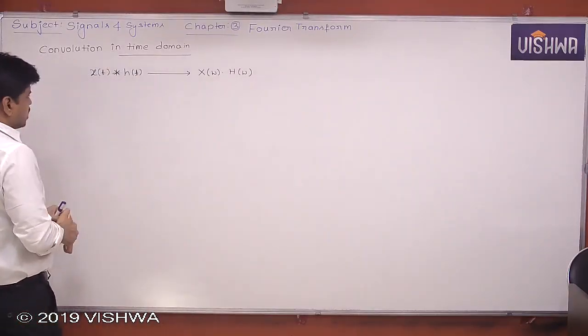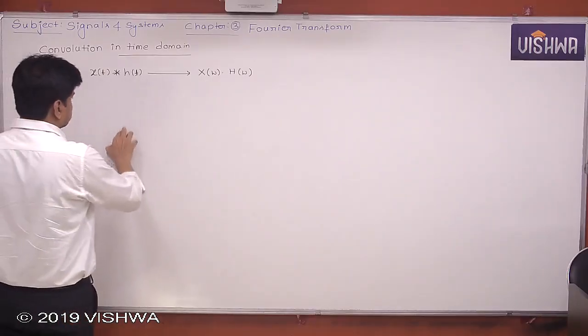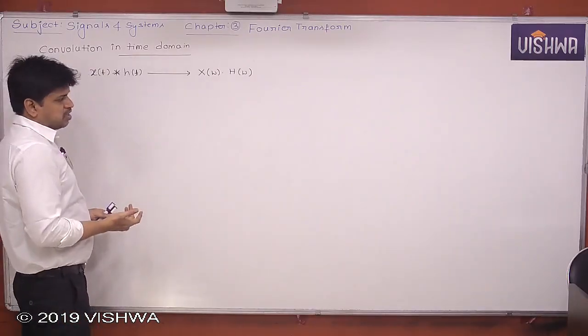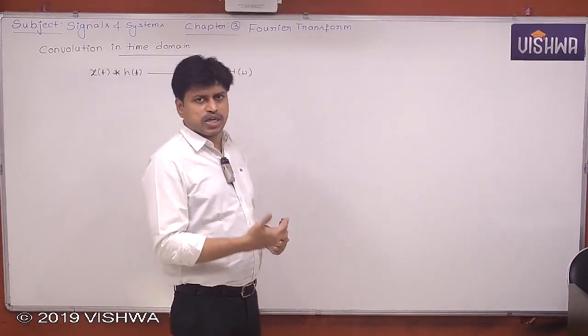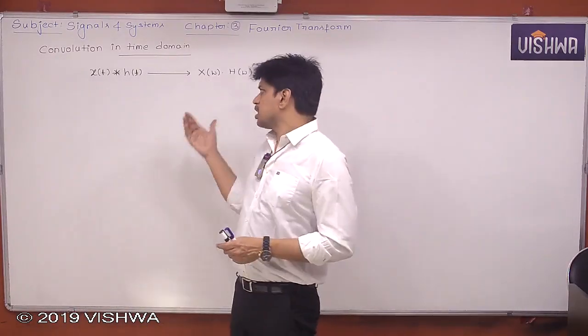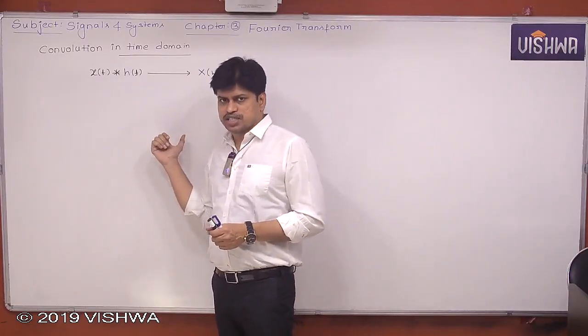So that's what it is actually. Suppose I know a system with the transfer function h of s, and I know x of s, then the output is nothing but x of s into h of s. That's what it is actually. So instead of s, we are having omega here, the frequency response. Okay.